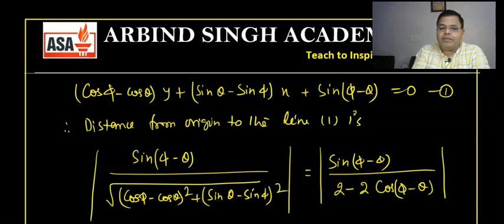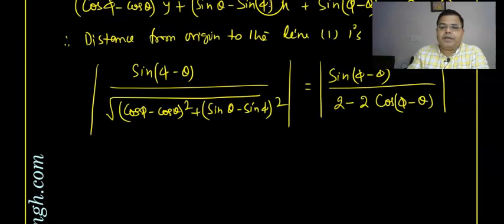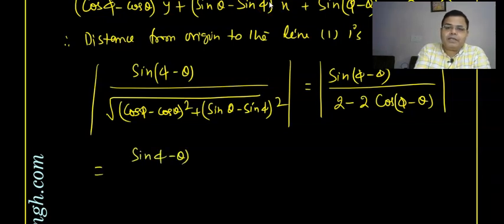Here minus 2ab. 2ab means what? Cos phi cos theta. Here minus 2ab means sine theta sine phi. If you take minus 2 common, then it will be cos theta cos phi plus sine theta sine phi. That is the formula of cos of phi minus theta, right? So if I take 2 common from it, what will happen? That will be sine of phi minus theta.